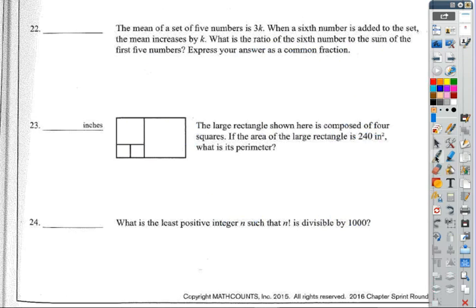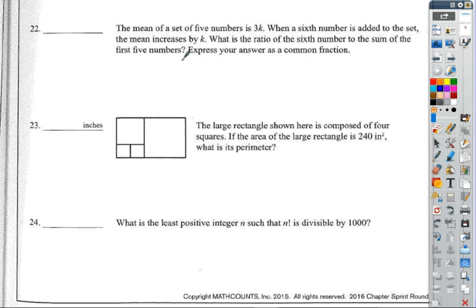So the mean of a set of 5 numbers is 3k. When a 6th number is added to the set, the mean increases by k. What is the ratio of the 6th number to the sum of the first 5 numbers? Express your answer as a common fraction. Okay, so first what I did is I know that the mean of the first 5 numbers is 3k.